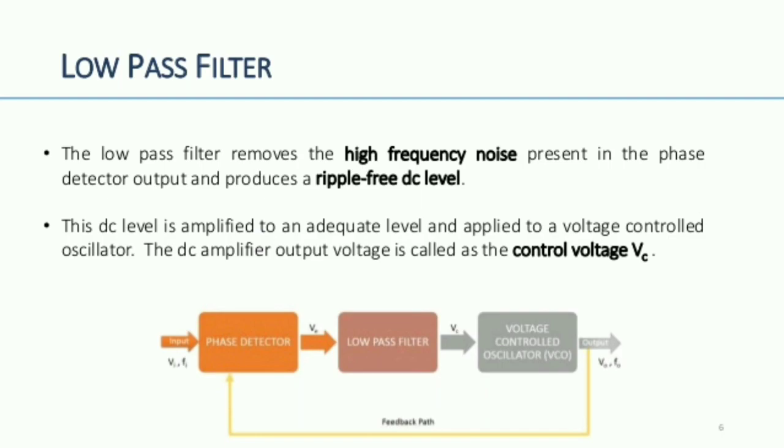So this DC amplifier output is called the control voltage VC. Initially the phase detector output is the error voltage, then the low pass filter output voltage is the control voltage VC. So this is the function of the low pass filter.